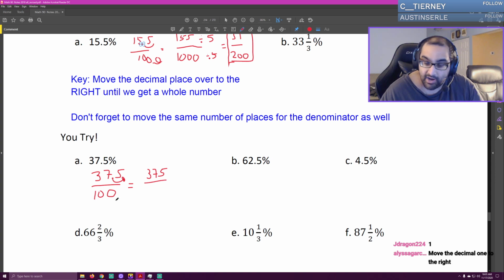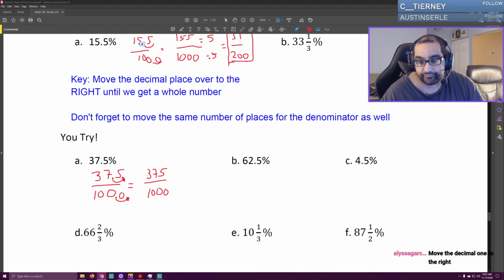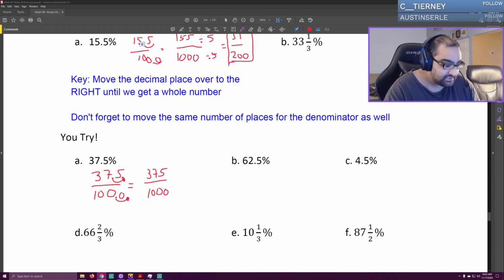However, remember, everything in algebra is always a balance. So since everything in algebra is always a balance, we're going to move 1 decimal place over here to the right as well. Tack on a 0 here, so this becomes 1,000. Okay? Does that part make sense? I just want to be sure that part makes sense there.